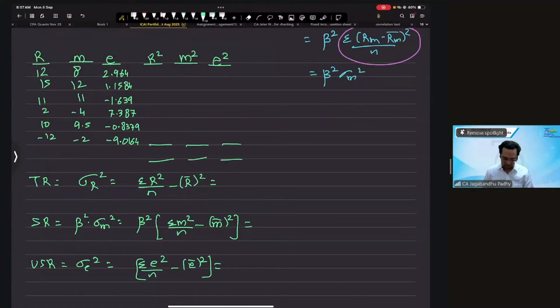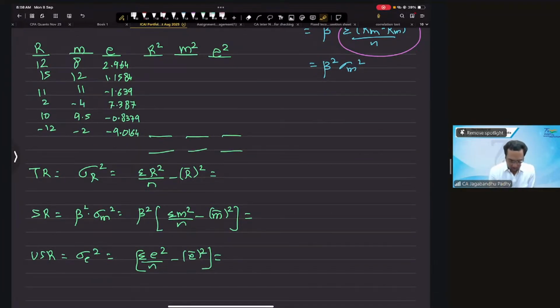So now we just need to calculate the values and substitute in this formula to get the total risk, systematic risk, and the unsystematic risk. So can we do the calculations? Yes. Go ahead, guys. Calculate the total, systematic and the unsystematic risk.